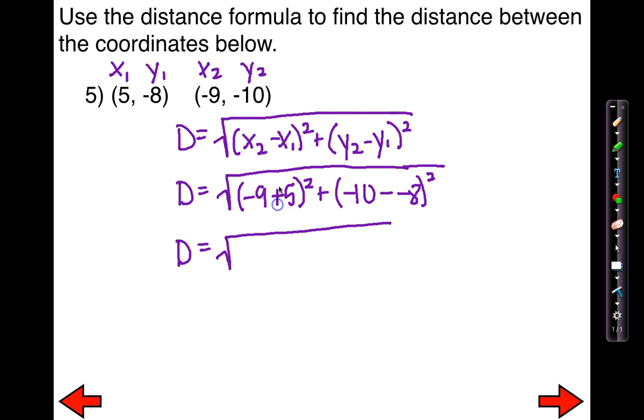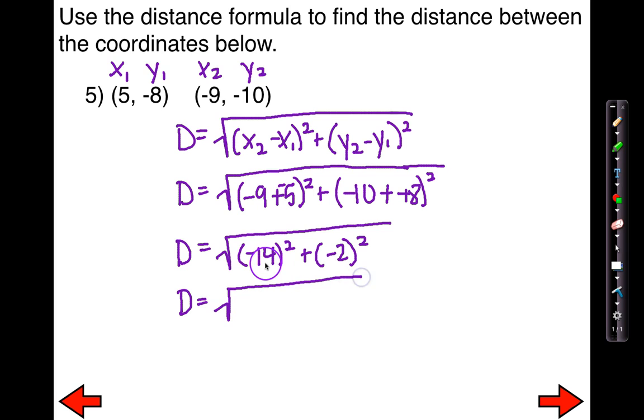I'm going to go ahead and add the opposite, leaving me with a negative 14 squared, plus, if you add the opposite here, that's going to leave you with a negative 2 squared. So now I have d equals the square root of 14 squared is 196, plus negative 2 squared, which is 4, leaving me with d equals the square root of 200.